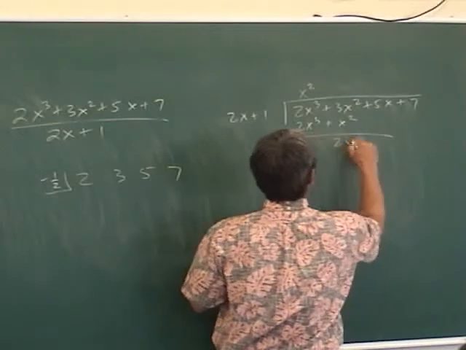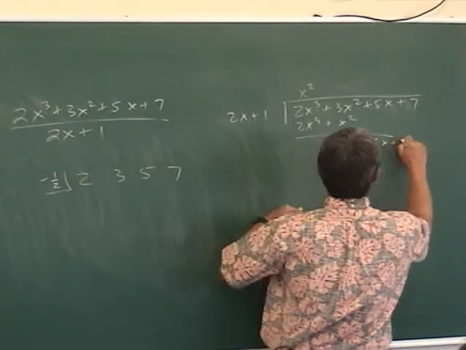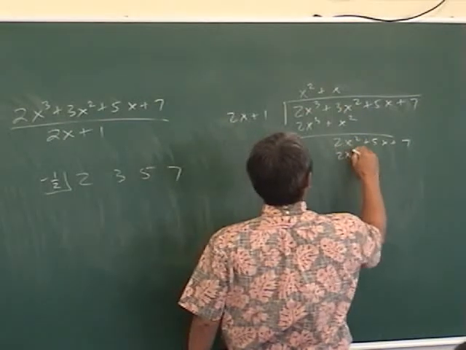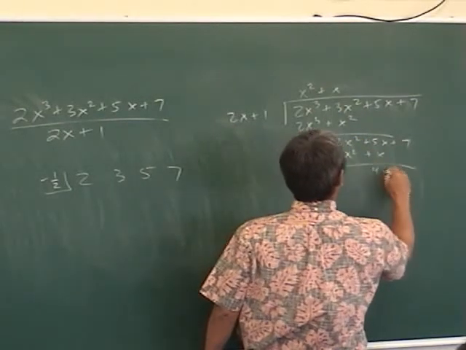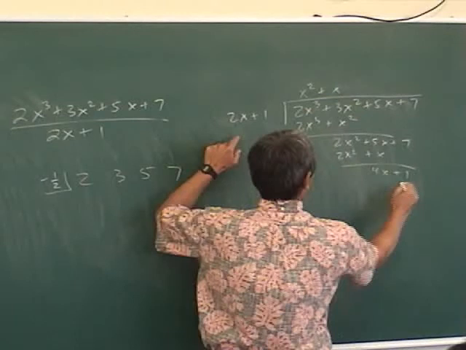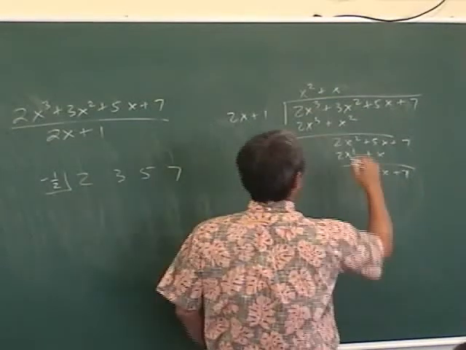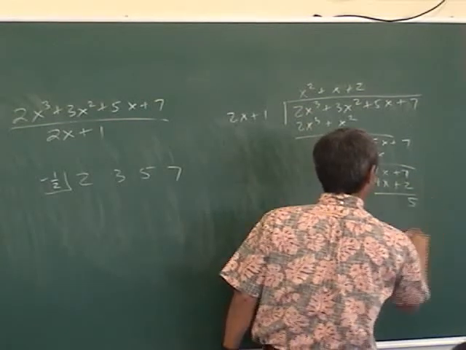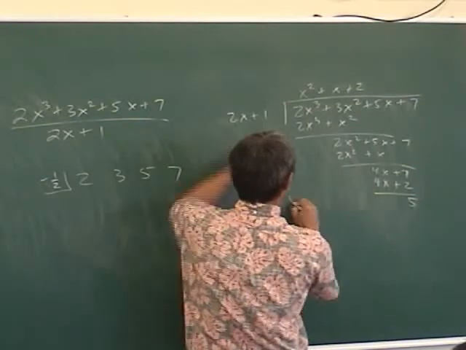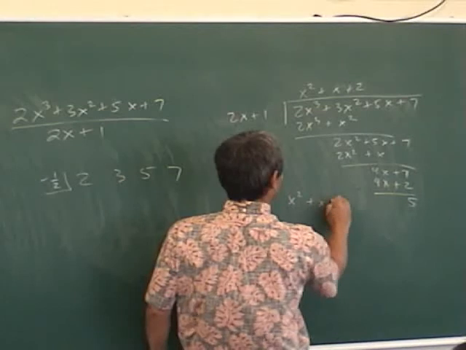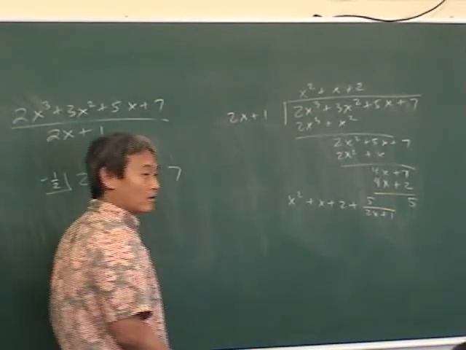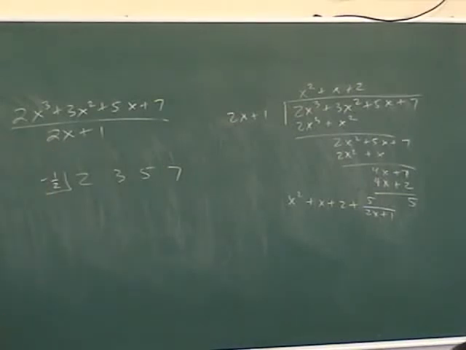Subtract. 2x squared plus 5x plus 7. 2x goes into that how many times? Alright, so 2x squared plus x. Subtract. 4x plus 7. Ooh, 7. 2x goes into that how many times? 2. So you get 4x plus 2. Subtract, you get 5. So the answer is x squared plus x plus 2 plus the remainder over the divisor. That's the correct answer, right? Because long division always works.